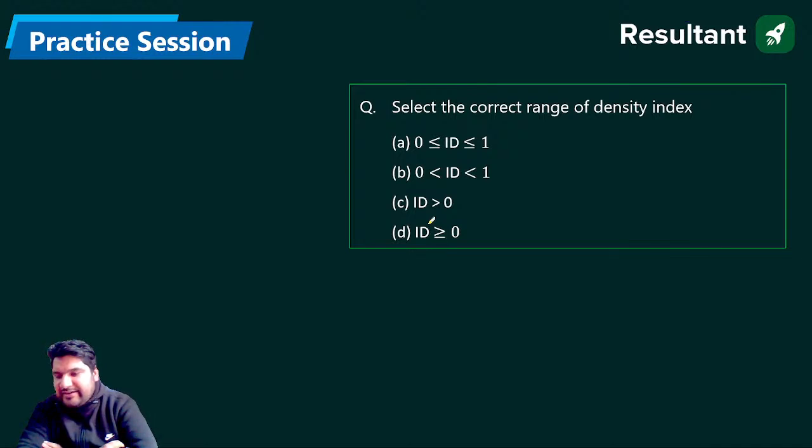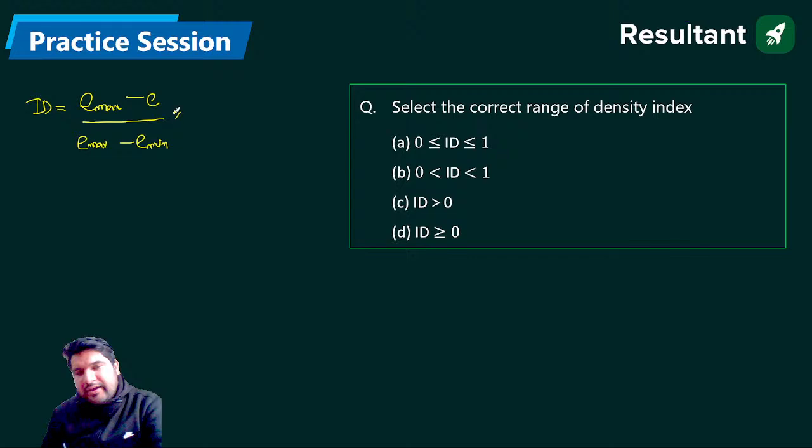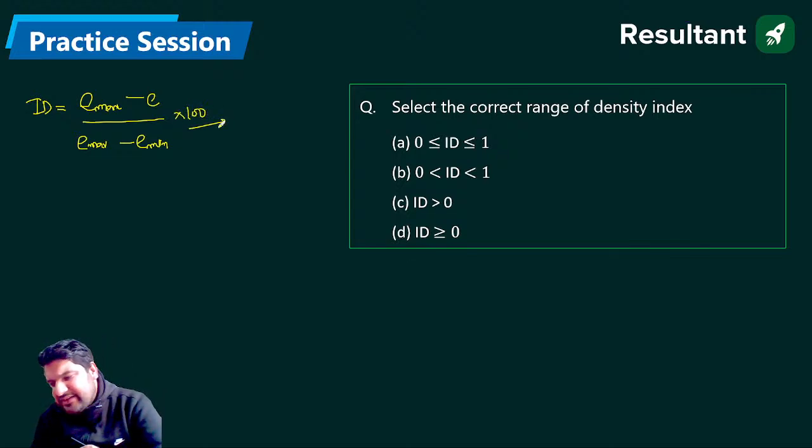Select the correct range of the density index. If we define the density index ID, it is written simply as e max, the void ratio in the loosest state, minus e, the void ratio in the natural state, upon e max minus e min, where e min is the void ratio in the dense state, multiplied by 100 because we write this in percentage.